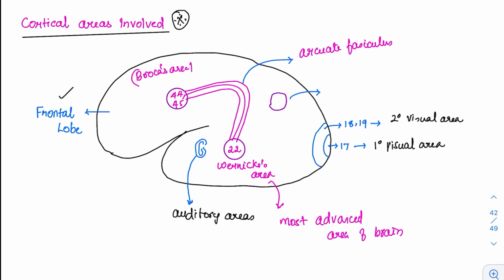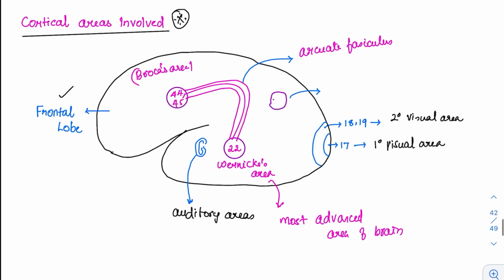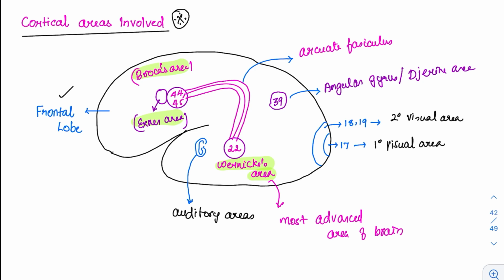Please remember these two additional areas. One is number 39, which is called the angular gyrus. I will tell you the importance of these areas. It is also called the Dejerine area. Then there is one more area located very close to Broca's area, which is called Exner's area. So all these four areas I want you to remember: Wernicke's area, Broca's area, Exner's area, and the angular gyrus or Dejerine's area. All four are important.